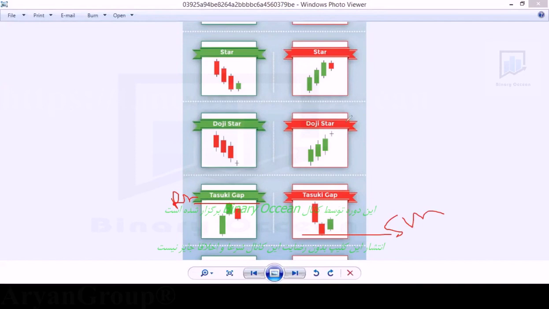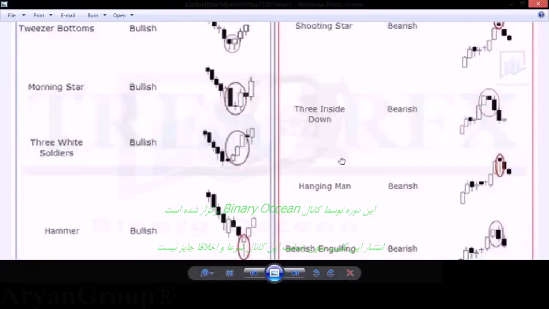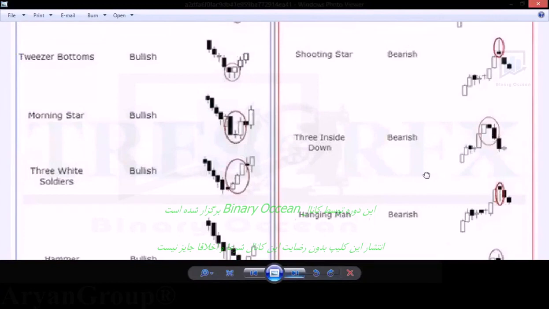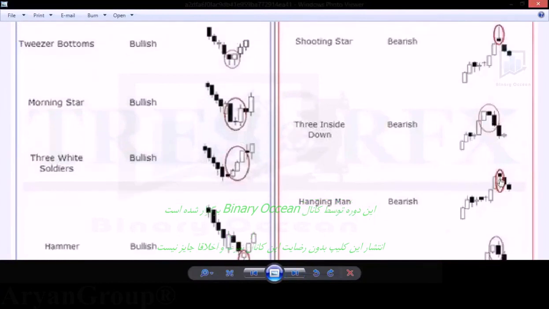But if you get another candle like this after this pattern, then you can enter. It will be your stop loss point. The next level will be your take profit point. So for any pattern, you need an additional candle to enter into the market. These are the same. Okay, here also a hanging man candle.